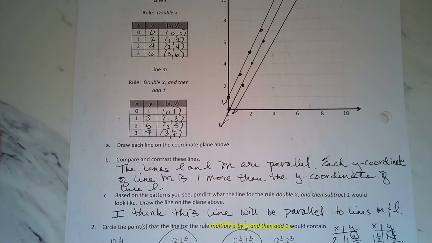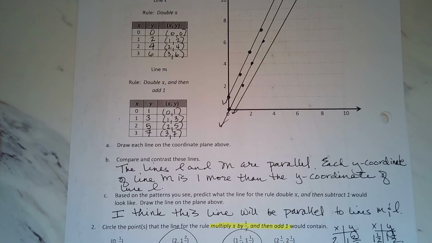The lines L and M are parallel. Each y coordinate of line M is one more than the y coordinate of line L. Based on the patterns you see, predict what the line for the rule double x and then subtract 1 would look like, and draw the line in the coordinate plane.